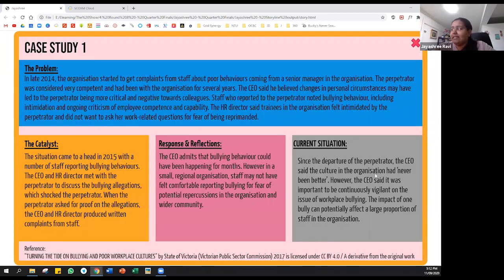For example, in this case study, if I click on it, I tell them what the exact problem was. How was the problem caused? I've used the word catalyst here. What was the response and reflection from the organization, from the HR and the CEO? Based on this problem, was there any change in the situation? The current situation is that the CEO and HR work together. So I've given some details.